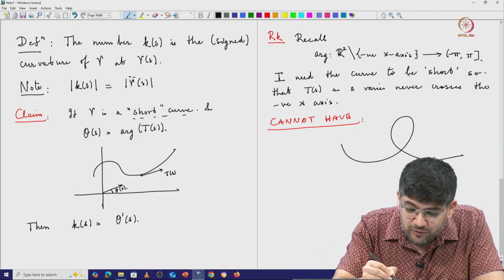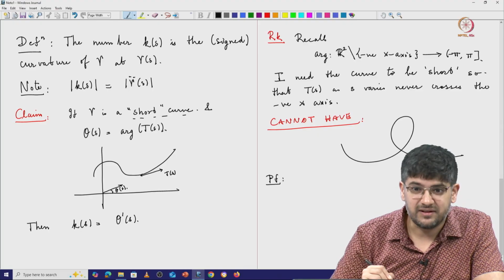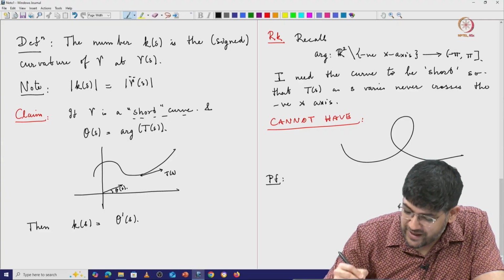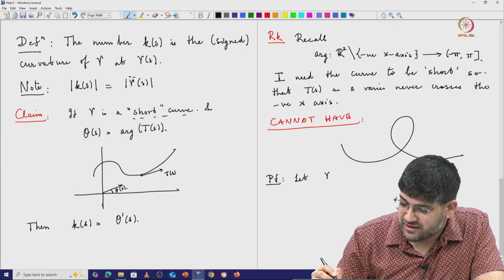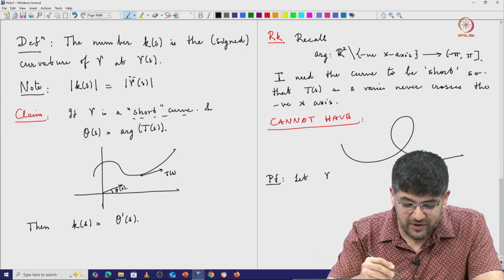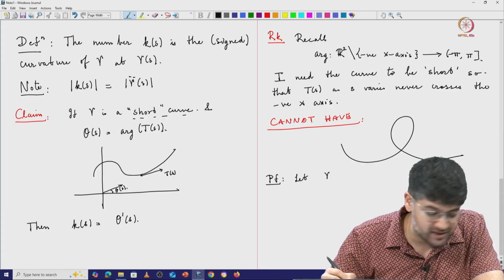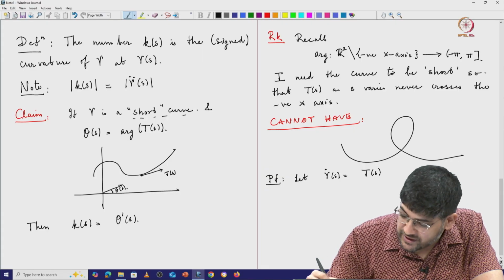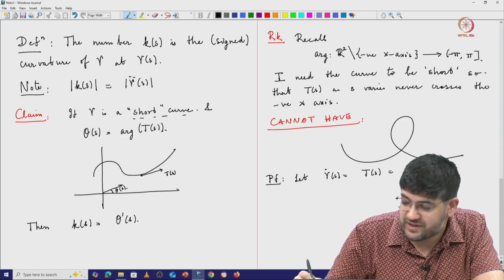Okay, so let's do the proof of this little claim. The point is that if gamma is a short curve, let gamma dot of s be as usual T of s, and let the components of T of s be u of s and v of s.